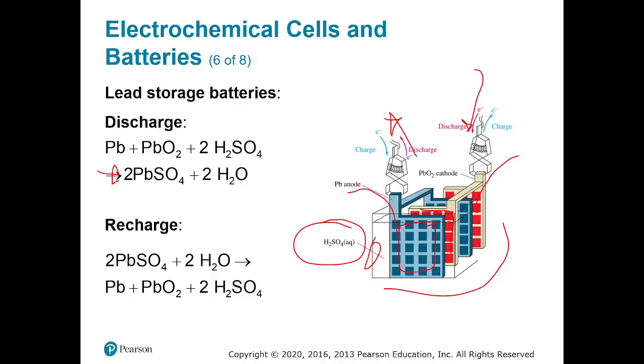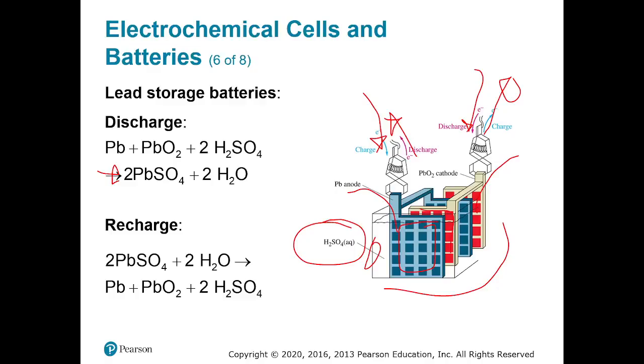So what we're going to do is pull electrons from our cathode, what used to be our cathode, and put them onto what used to be our anode. And we're going to drive this reaction in the opposite direction. And so we're going to forcefully take electrons from the PbO2 cathode.